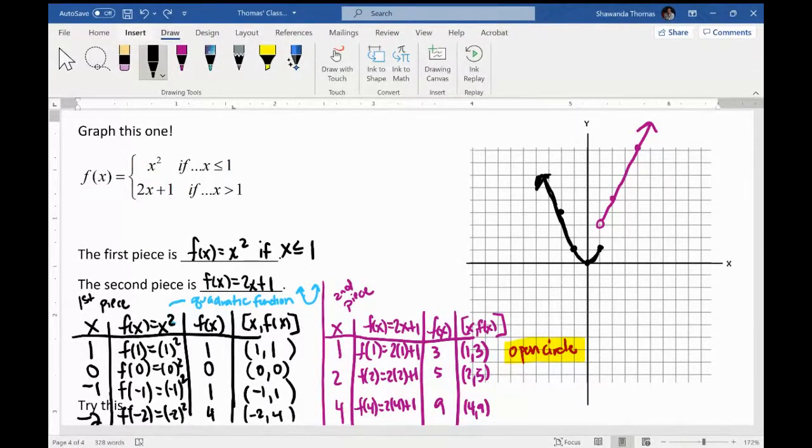What do y'all think the domain is for this one? Negative infinity to positive infinity. Oh, nice. What about the range? 0 to positive infinity. Very good. Kenneth, you know your domain and range. I see that.